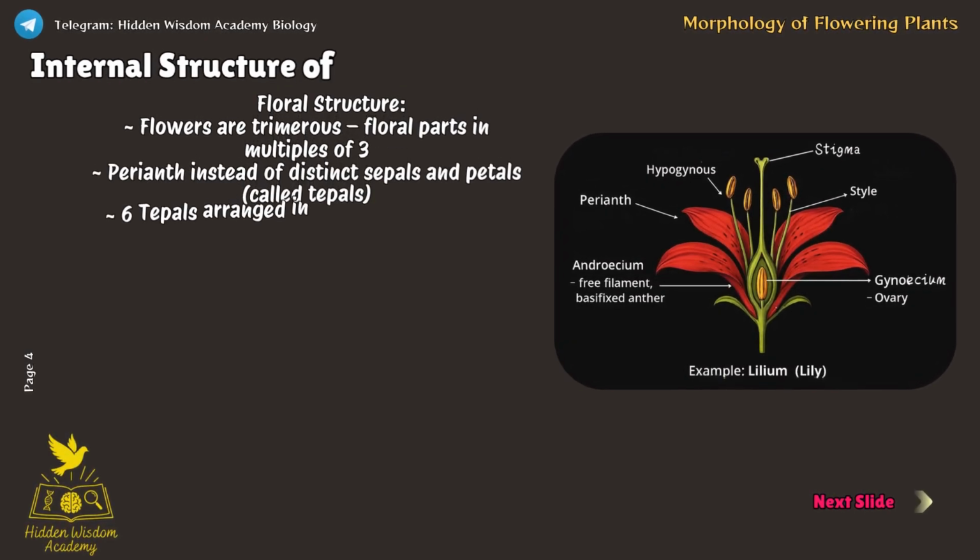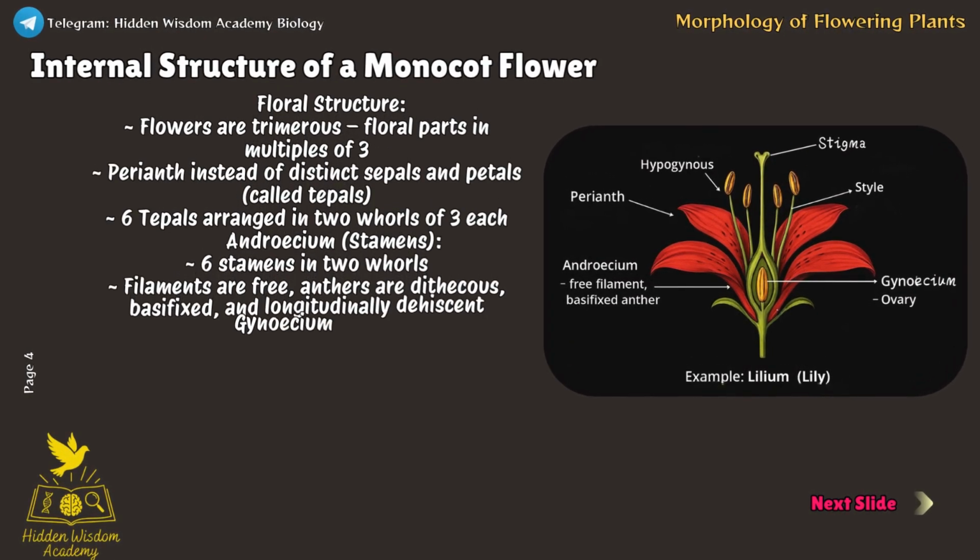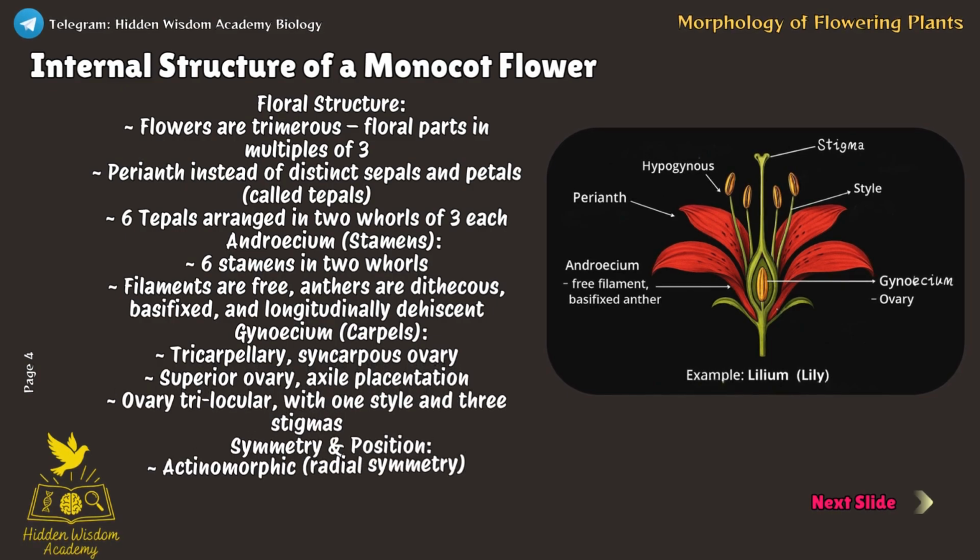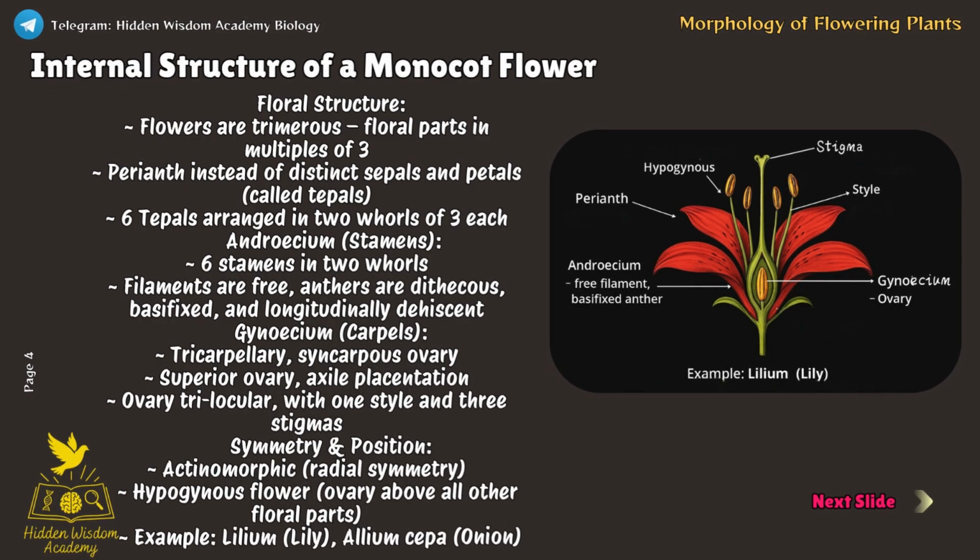In a monocot flower like lily, all floral parts are in multiples of 3, this is called trimerous. Instead of separate sepals and petals, there are 6 tepals forming the perianth. There are 6 stamens with free filaments and 2 lobed anthers that open lengthwise.